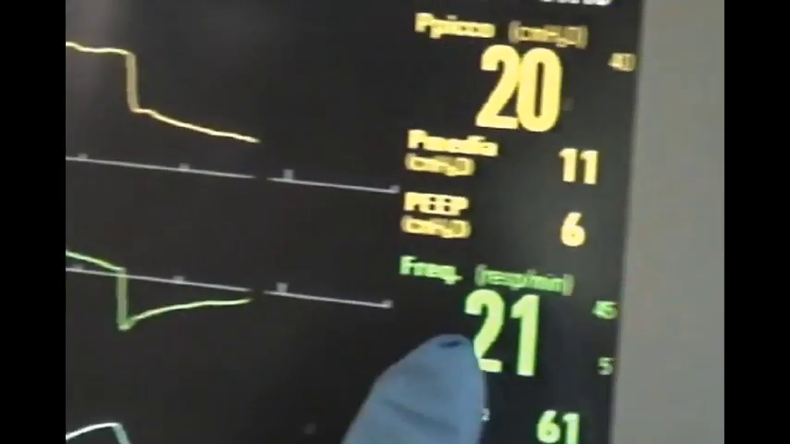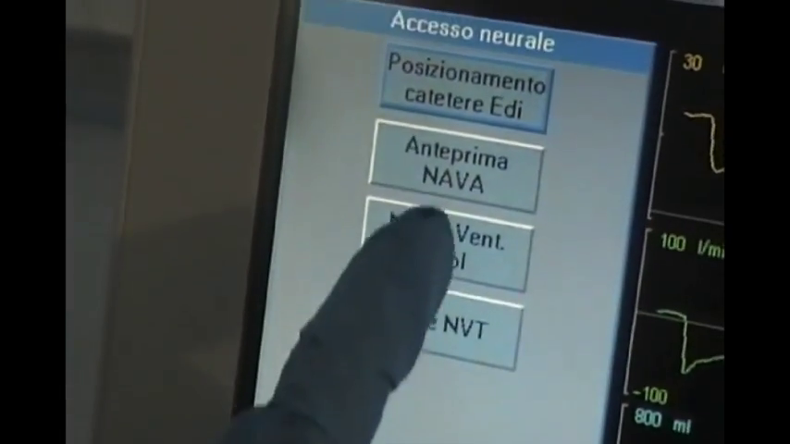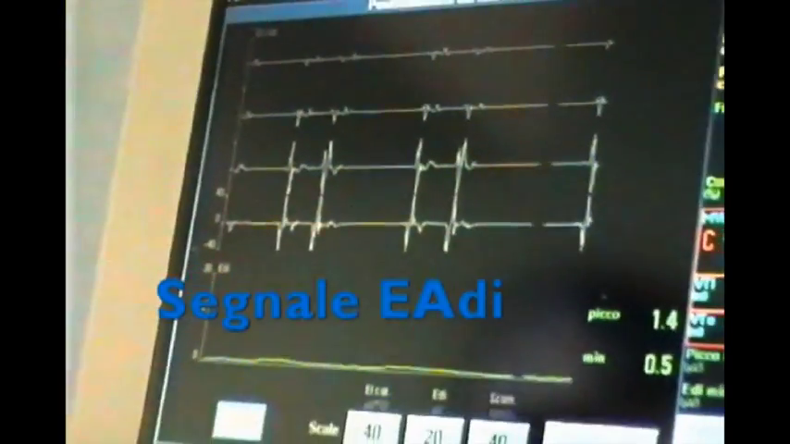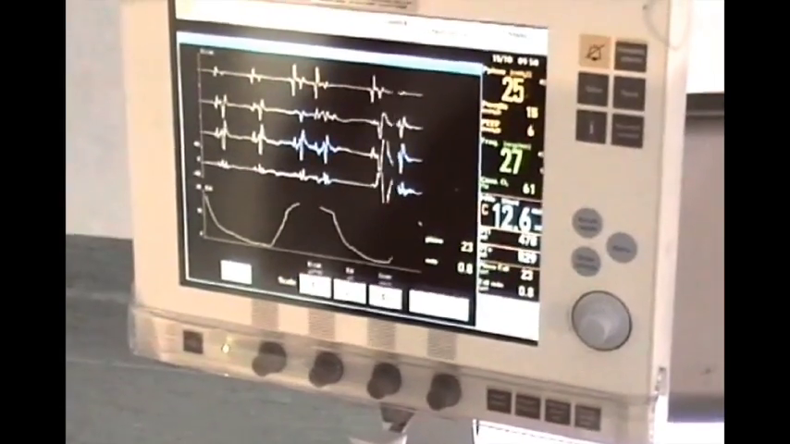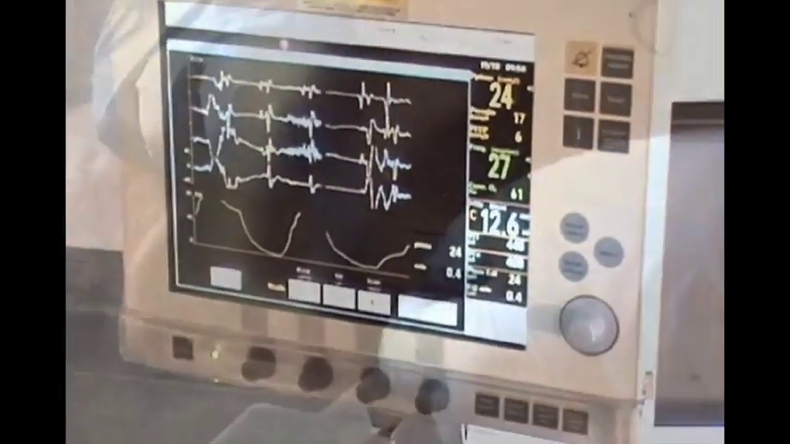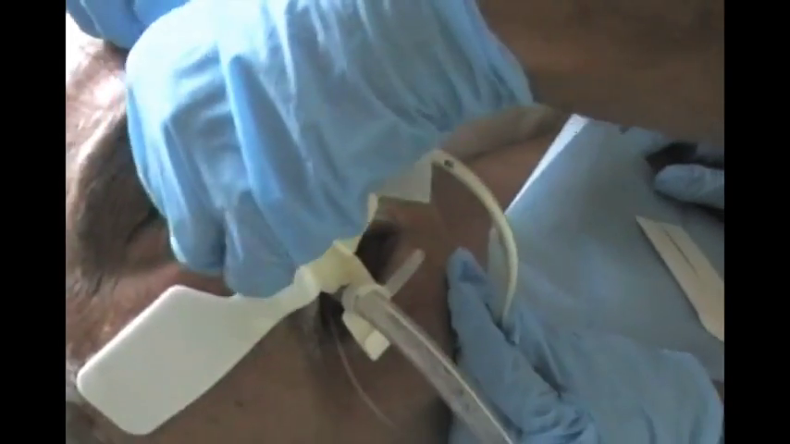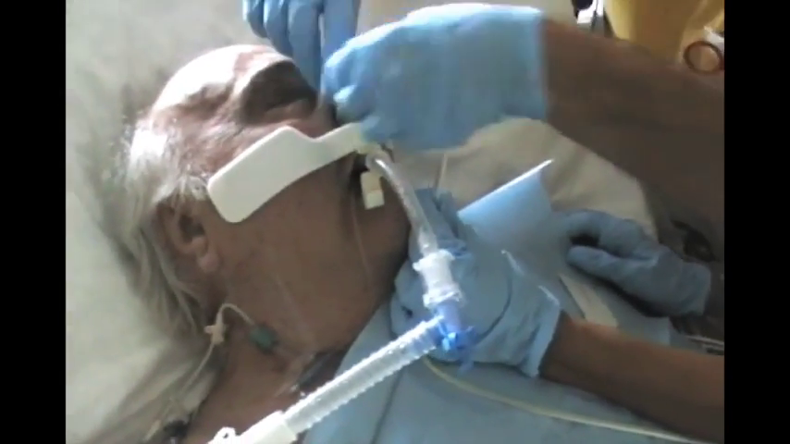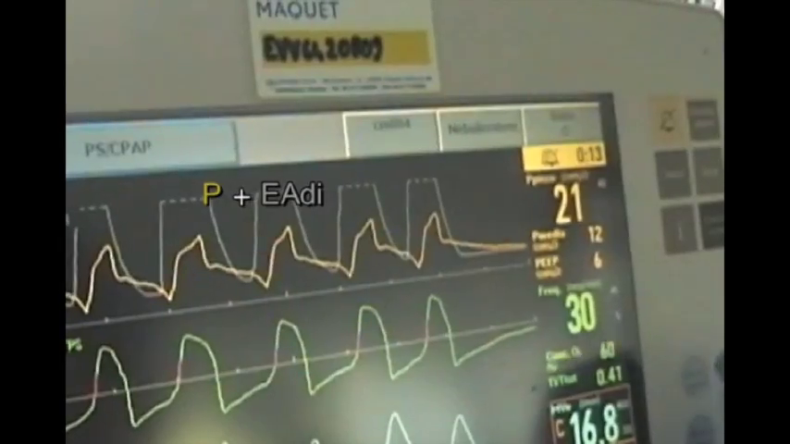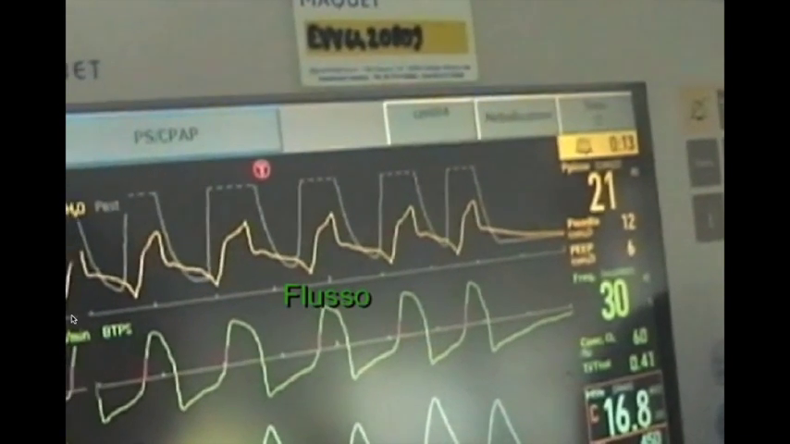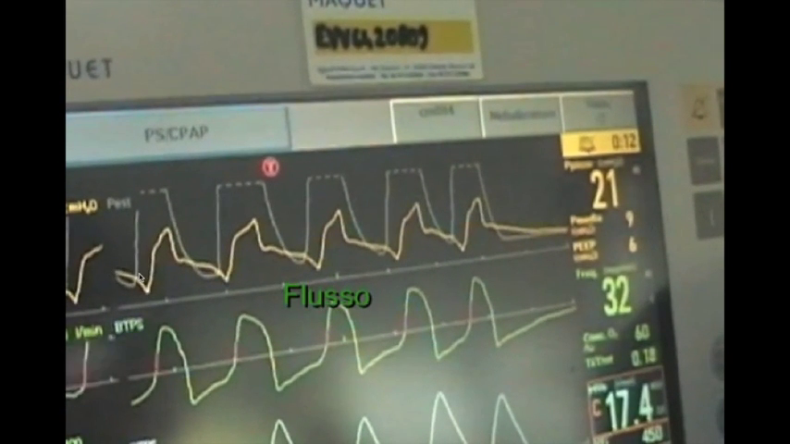And then we should select the NAVA mode to signal the EDI, to make sure that it's at the proper position. And then we should use tape to fix the catheter on the nose. And this is the pressure and the EDI signal. I will present that in the continuing video.